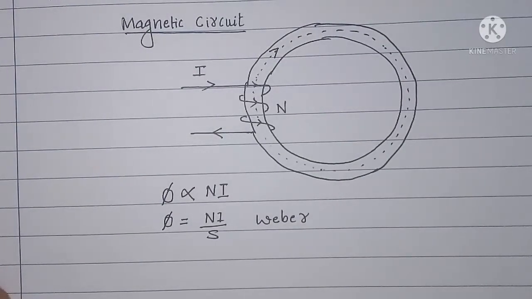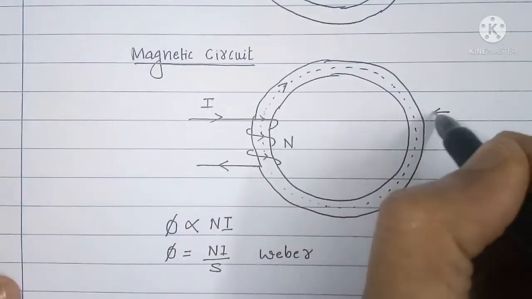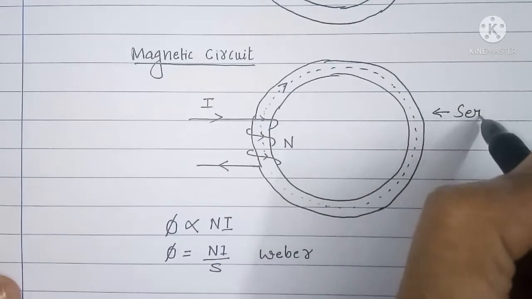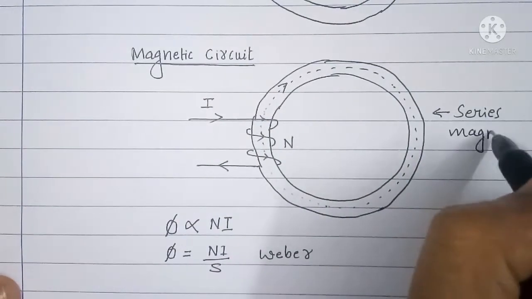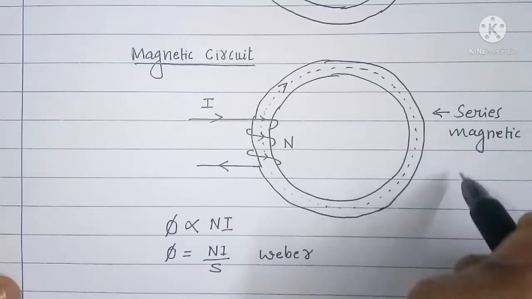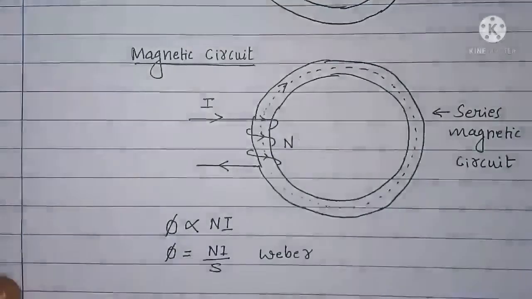Like in the case of electrical circuits, we can have a parallel magnetic circuit also. We will call this a series magnetic circuit. Now I will show you a parallel magnetic circuit.